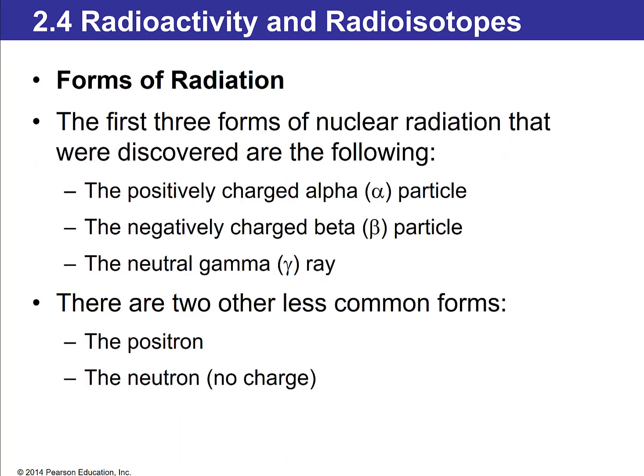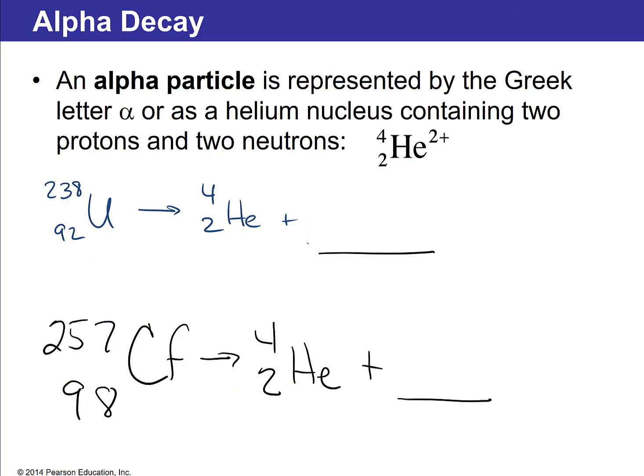So how do these do this? There's really three we're going to talk about. When radioactive isotopes break down, they either undergo what's called alpha decay, beta decay, or gamma decay. So these are really the ones that we're going to talk about. There's two that are less common, which is why we're not really going to focus on them.